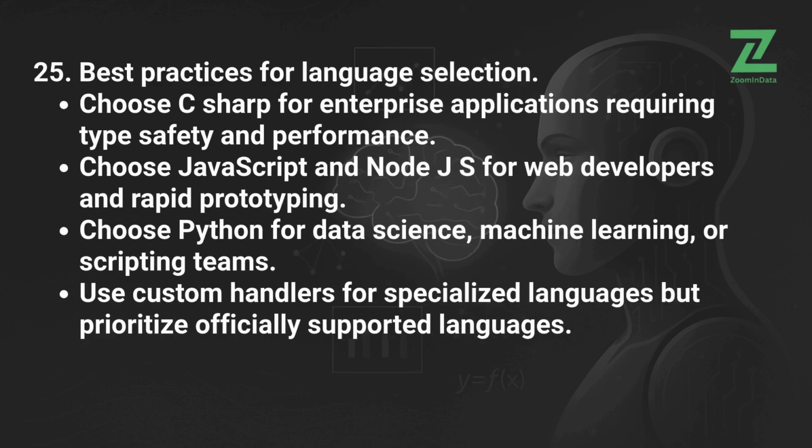25. Best practices for language selection. Choose C# for enterprise applications requiring type safety and performance. Choose JavaScript and Node.js for web developers and rapid prototyping. Choose Python for data science, machine learning, or scripting teams. Use custom handlers for specialized languages but prioritize officially supported languages.